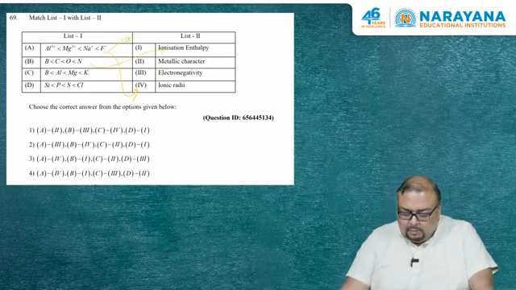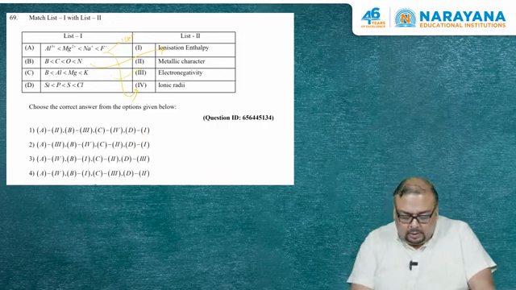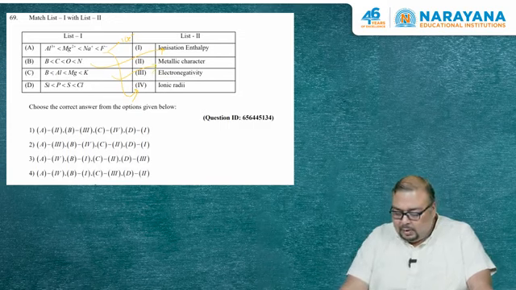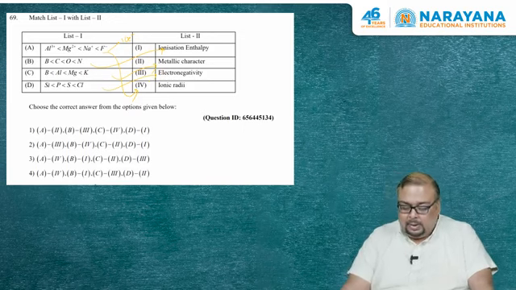Option C, boron, aluminium, magnesium, and potassium. Okay, so this will be metallic character, because metallic character will be highest for the group 1 elements, and as you go from left to right, the metallic character will be decreasing. So C should be corresponding to 2. And D, silicon, phosphorus, sulfur, and chlorine. Okay, so this will be the last option, which will be option 3. Left to right, electronegativity values will be increasing.